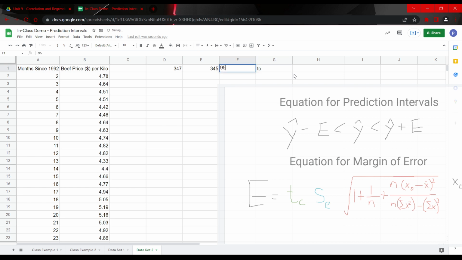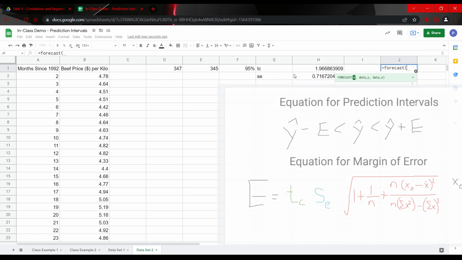Again, we're going to go ahead and just do 95%. My TC will then be T.INV.2T, 0.05. Degree of freedom is 345. My standard error, STEYX, BB, AA, and my y hat for my predictions, forecast, we'll just go with a random number.